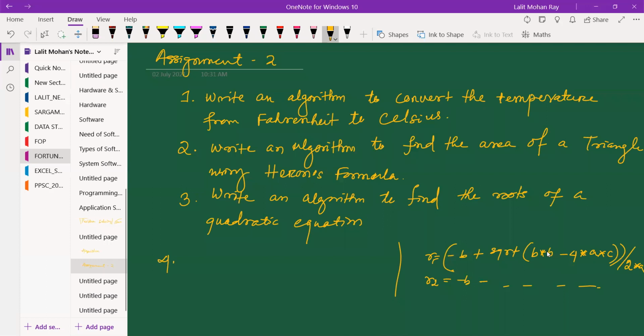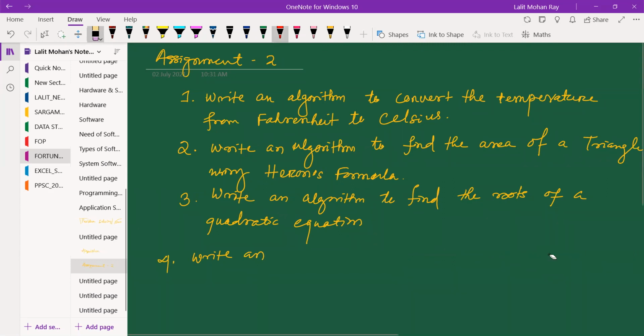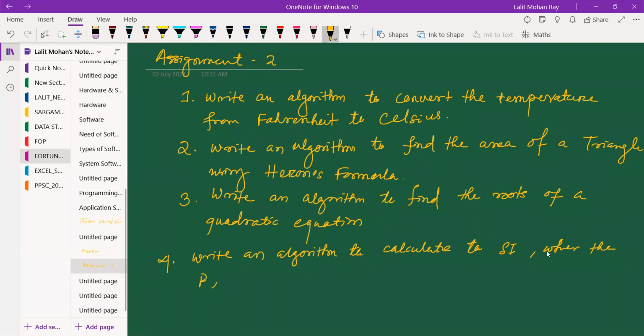Then number 4, write an algorithm to calculate the simple interest where principal amount, time and rate of interest are given.